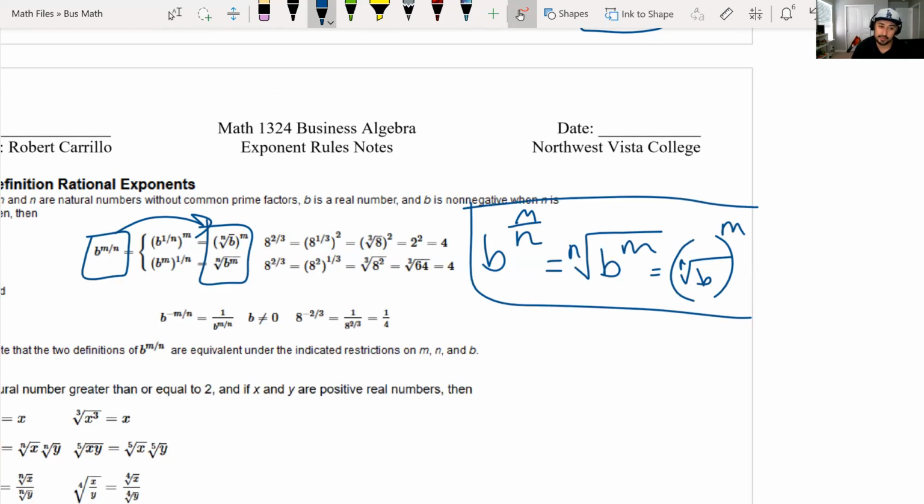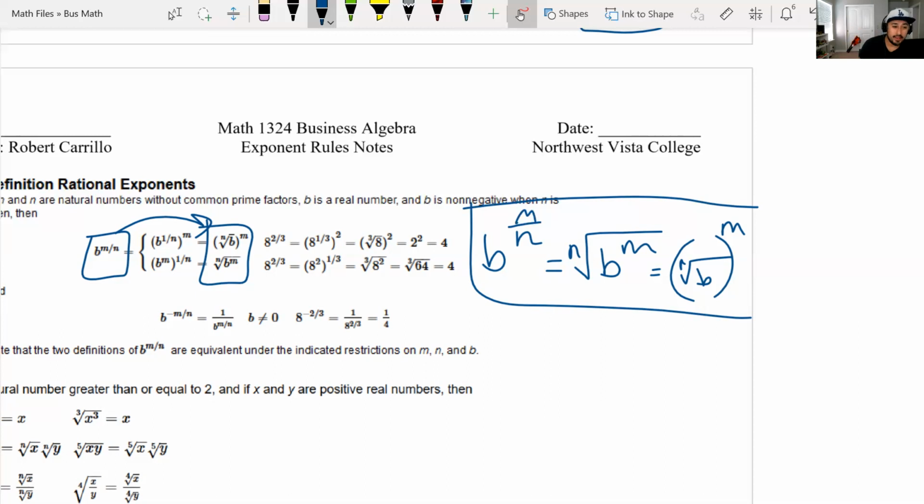It's the exact same thing that's over there, but they do this to show you how they simplify and everything. So I'll get there in a second. You can ignore that part for now. Just know that this is another property. b to the m over n is the same as the nth root of b to the m, which is the same as the nth root of b, all raised to the m power.